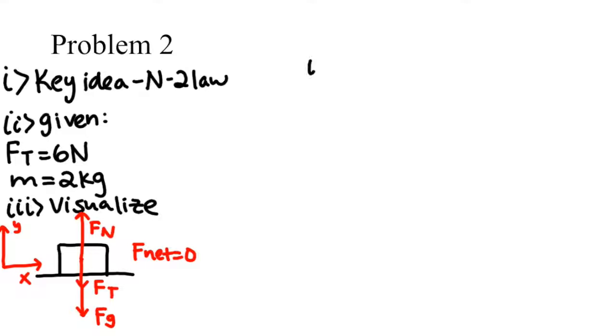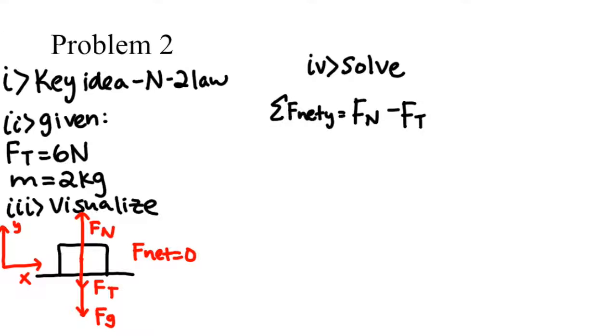Next, we are going to solve for our normal force. So we will write down the F net equation for the y direction. And we have Fn in the positive y direction, and Ft and Fg in the negative y direction. Then we can rearrange our variables to solve for what Fn is. So Fn is equal to Ft plus Fg.